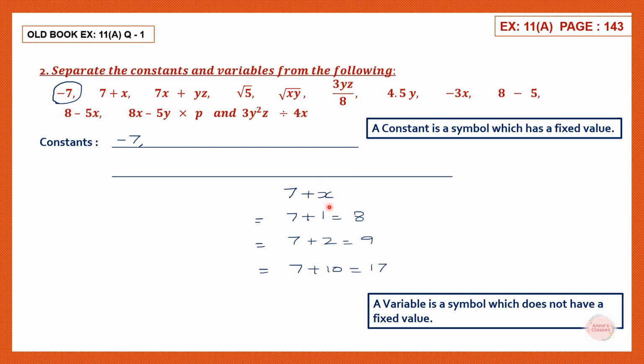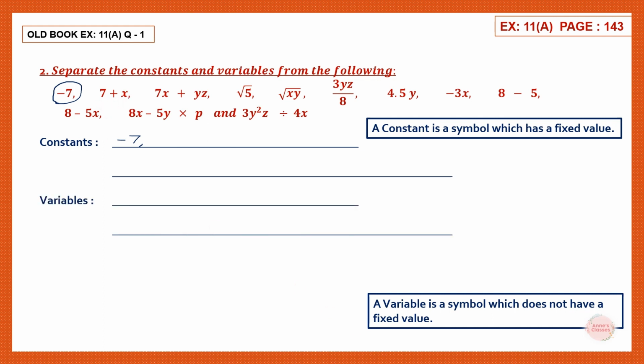Or if I have a letter that is a variable and a constant together, they still become variables, as you can see in this example. So that means a number by itself alone can be a constant, but if it is along with a letter, it is a variable. So let's write down the variables also. So here we have 7 plus x. So we finish with this. Next one, 7x plus yz.